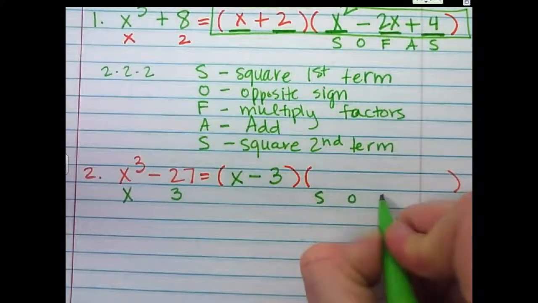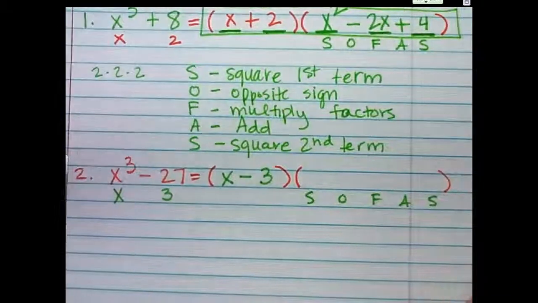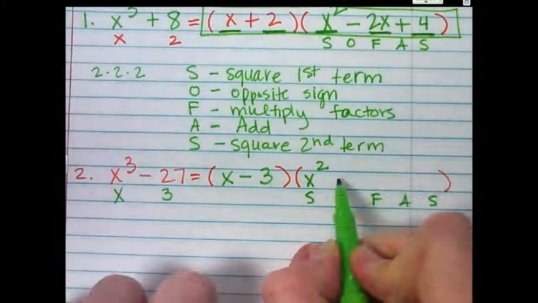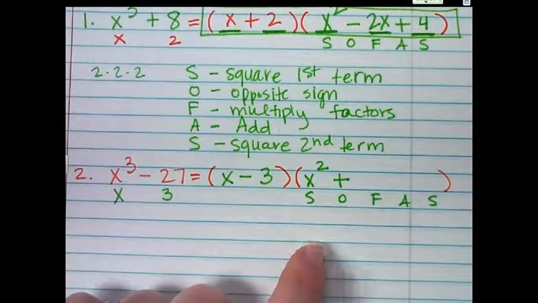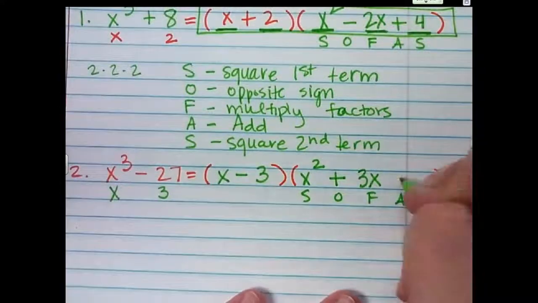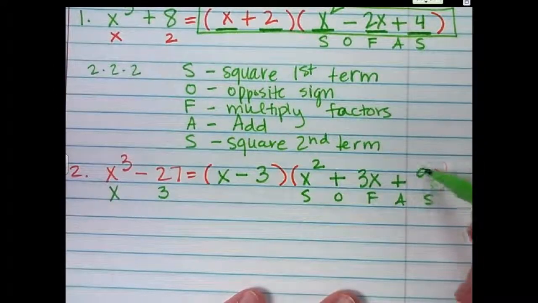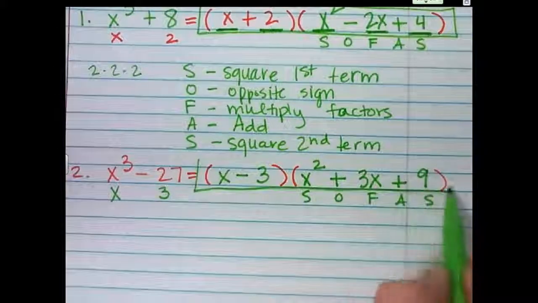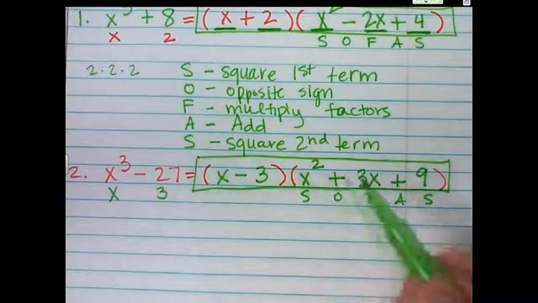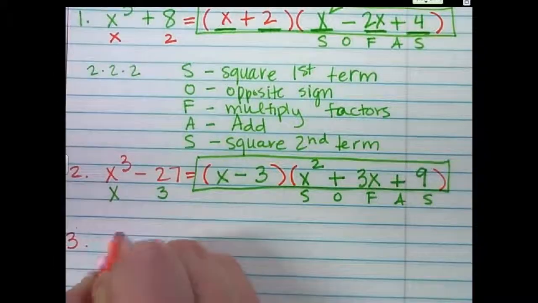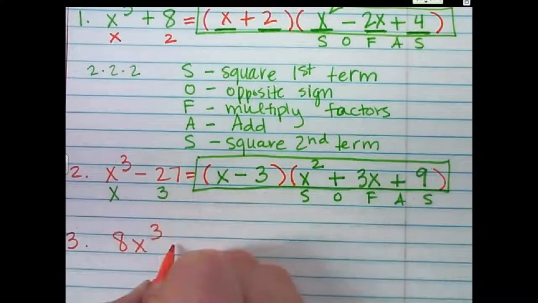To write this under it, write SOFAs. So I square the first, so x squared. Opposite sign. Multiply the 2 together, so 3x. Add, and then square the second. Did you get it? We'll do one more. I want to make sure you do one with 2 numbers.